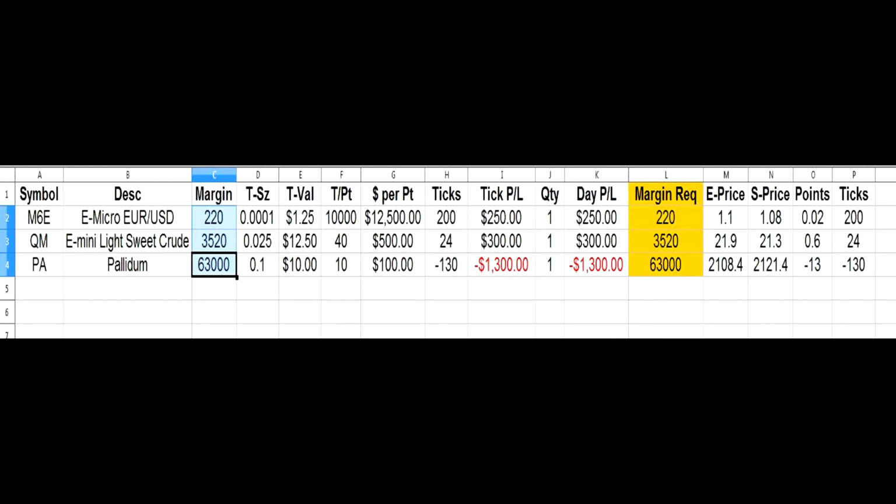Well, of course you can make money trading futures. Otherwise, why do it? But the real question is, can you make a lot? Yes, you can make a lot of money trading futures. You can make a lot more money trading futures than you can stock.